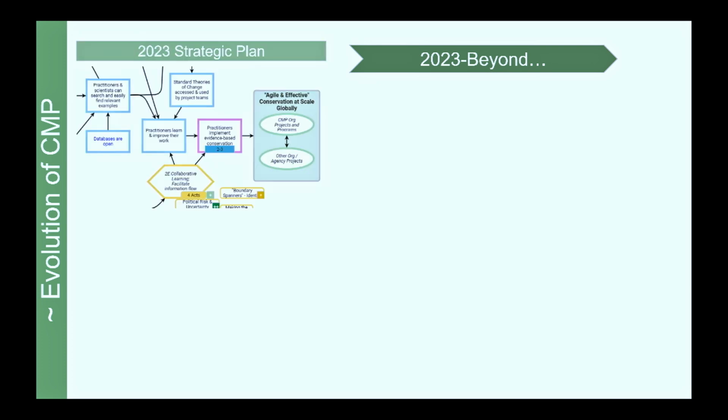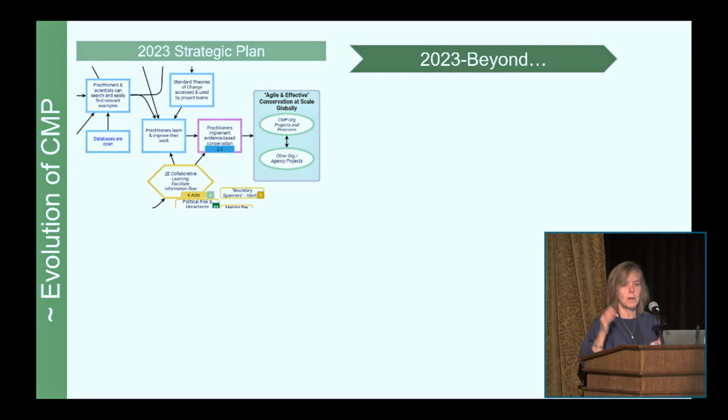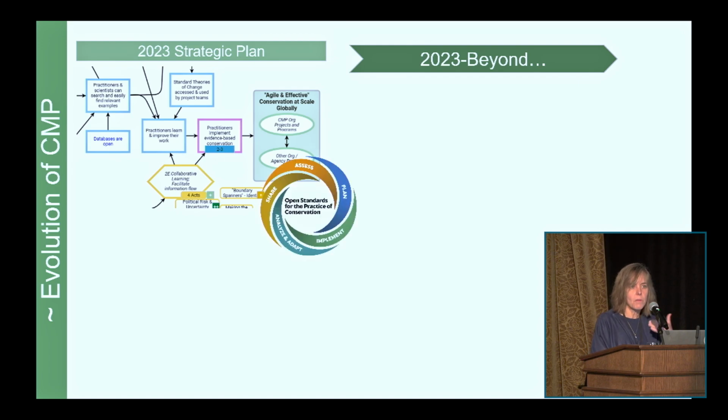So where might we go? I can't say, but I will say that we are doing, starting Saturday and Sunday here, we're going to be working on the next version, the 2023 to at least the next 5-10-year strategic plan, practicing our own adaptive management.